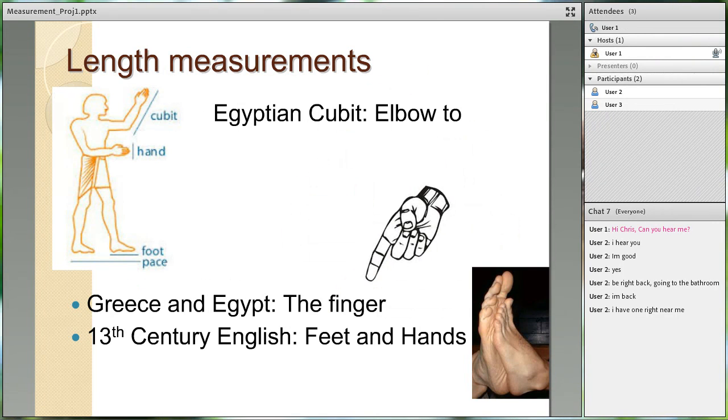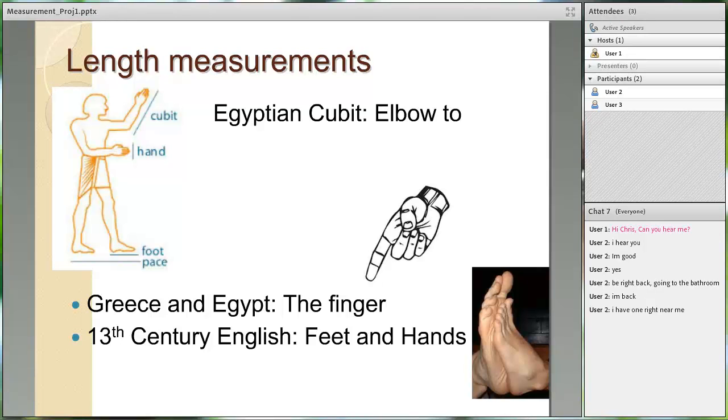For length, the Egyptian cubit was your elbow to the tips of your fingers. For Greece, the measurement they used was a finger. And then in the 13th century in England, they used your feet and your hands. And we can see in this picture here how that might be a problem, because if we're measuring in feet, we know people's feet vary a lot.